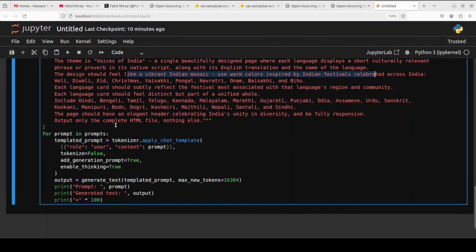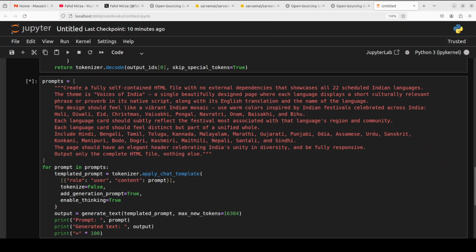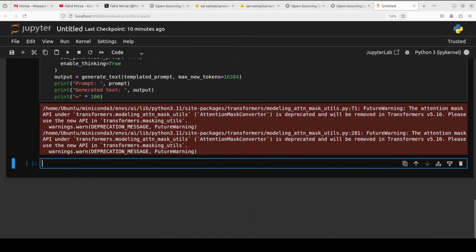It is going to encode it with the tokenizer, generate the output, and it is going to give us the result back, and I will show you. Let's run this. It is running at the moment. You can ignore these warnings.